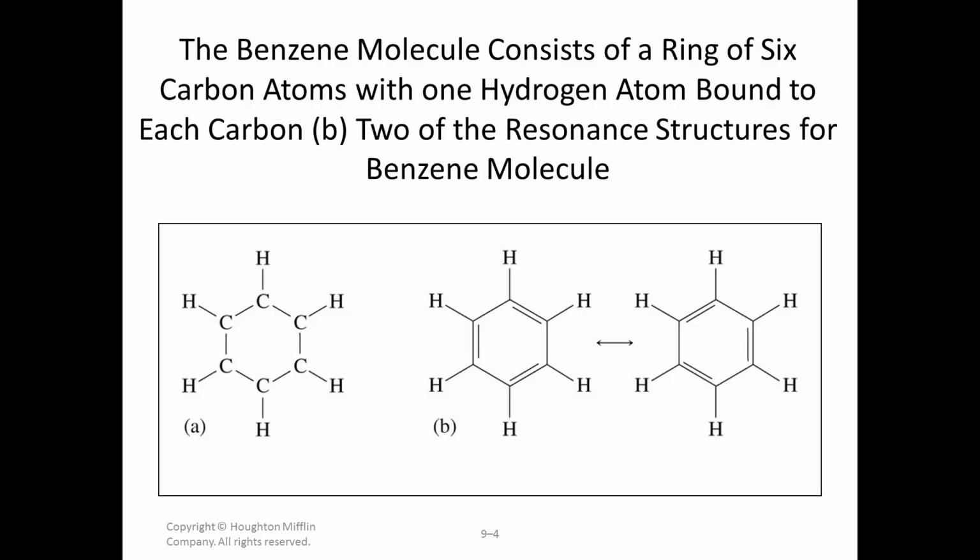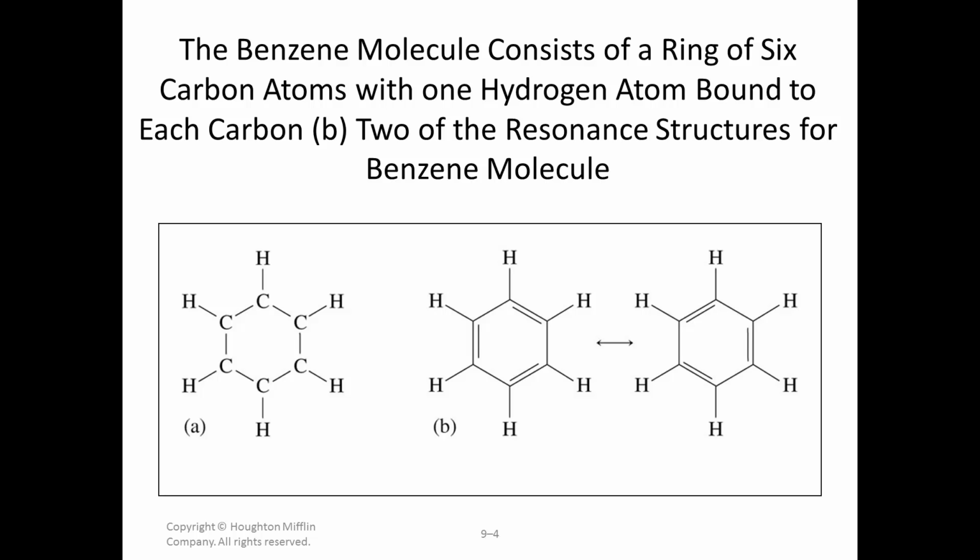If we look at the benzene molecule, it consists of a ring of 6 carbon atoms with 1 hydrogen atom bound to each carbon, as shown in figure A. Notice in figure A, the carbons don't have octets of electrons. Each carbon has a double bond, and the double bonds rotate around the ring, alternating double, single, double, single, double, single. We can draw that in 2 different ways by just pushing the electrons around the ring.